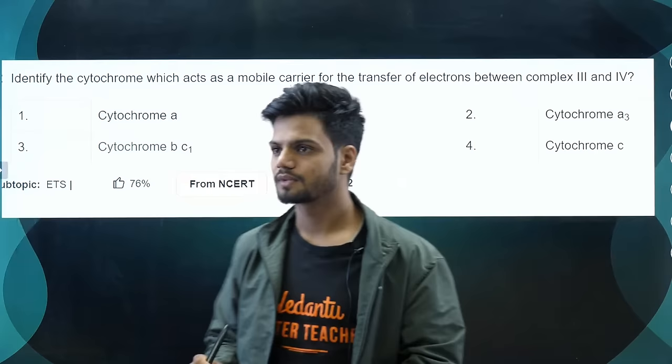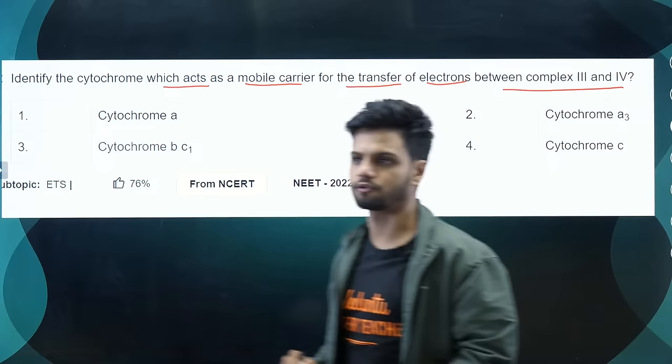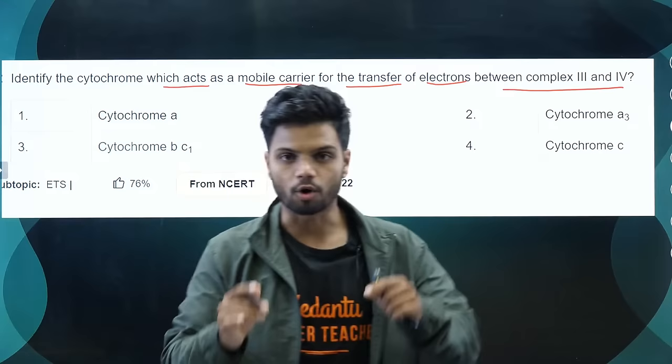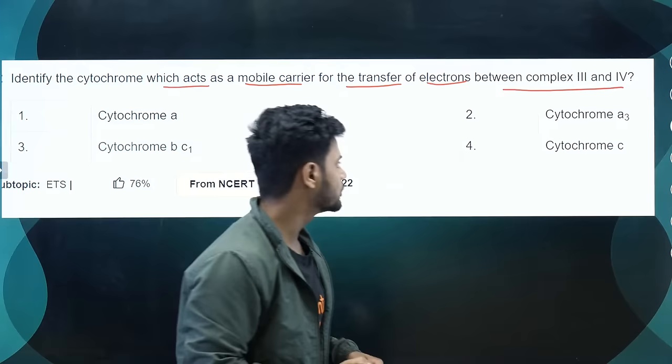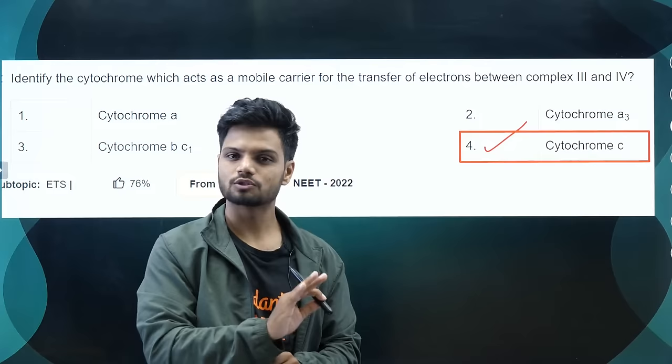Identify the cytochrome which acts as the mobile carrier for transport of electrons between complex 3 and complex 4. For the transportation of electrons from complex 3 to complex 4, which is the mobile carrier? The mobile carrier is going to be cytochrome C. Cytochrome C is the mobile carrier. Easy question, students. These are direct questions. You should be able to answer them very easily. There is no thinking required here.